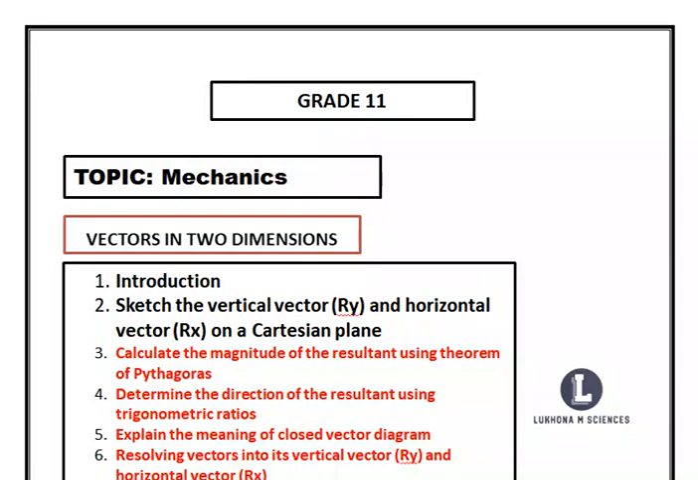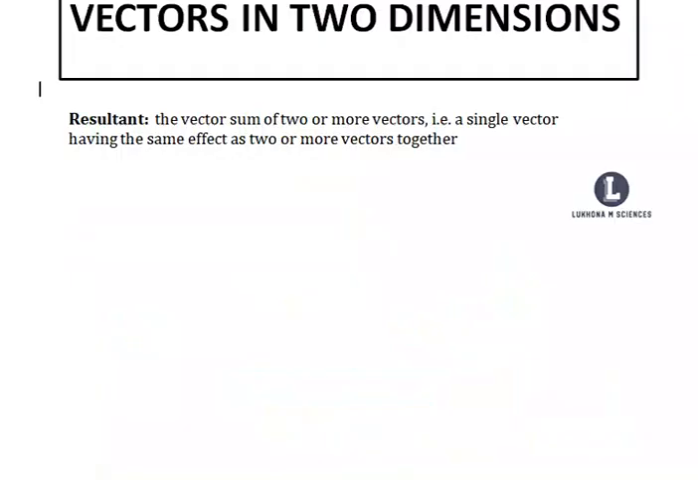There are many topics under mechanics. We are going to deal now with vectors in 2 dimensions. In this video, we are going to do number 1 and number 2, that is the introduction, and sketching the vertical vector and the horizontal vector on the Cartesian plane. Okay. Let's start with the definition that we have here, that is a resultant.